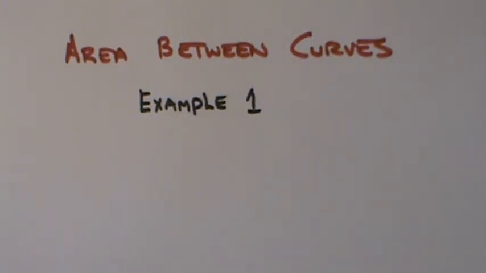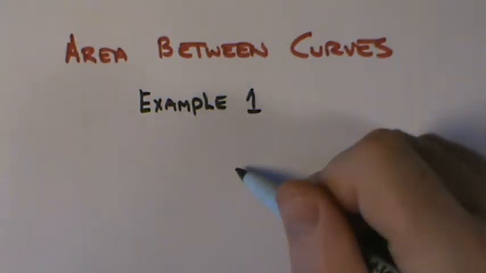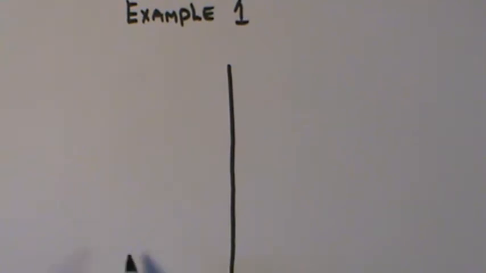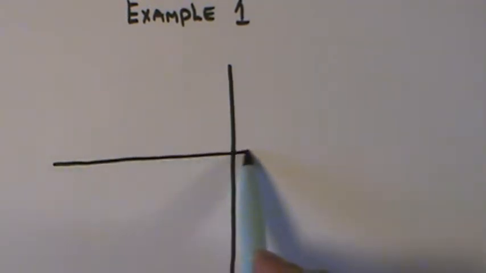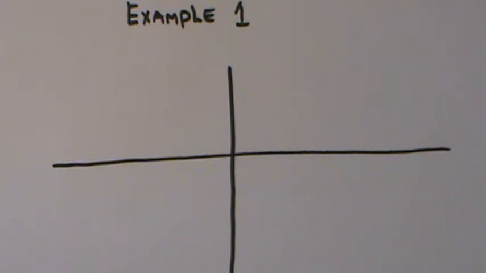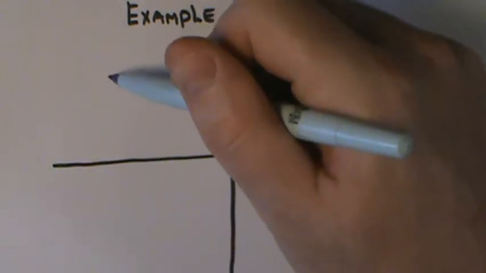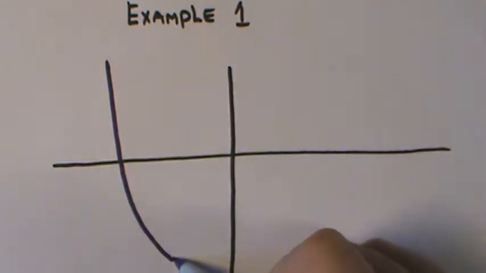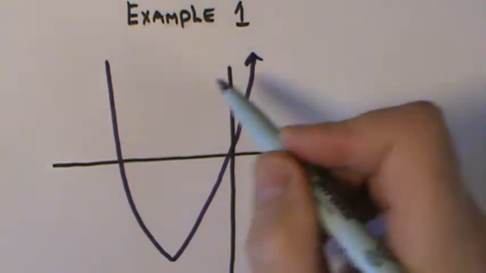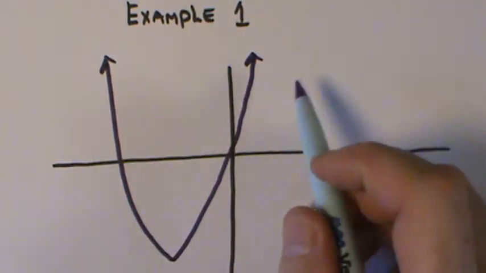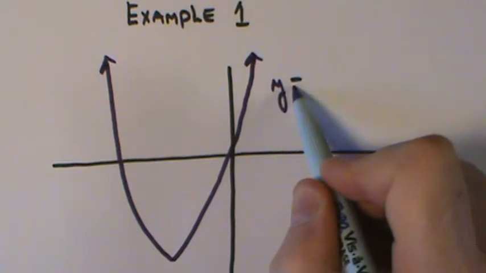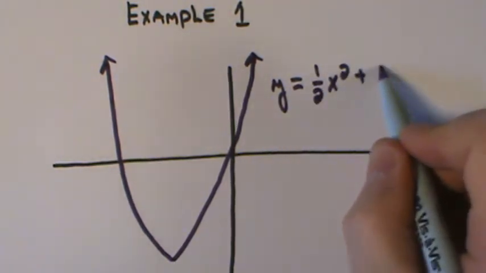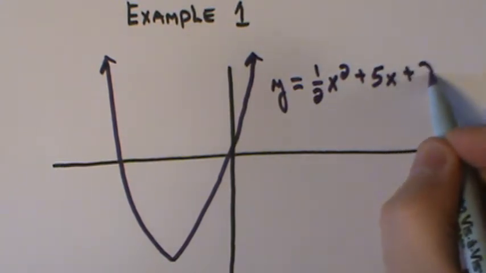Example 1, area between two curves. I'm just going to draw us a little picture here. Here's my XY plane. And I got two curves ready for us. First curve looks something like this. It's written as y equals 1/2 x squared plus 5x plus 2.